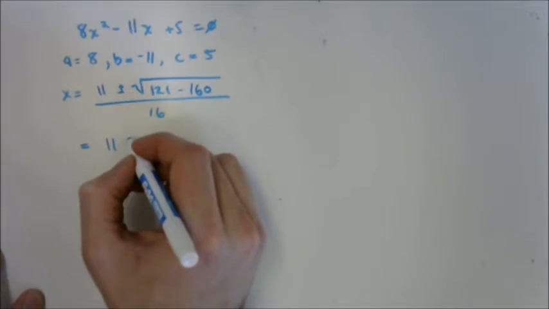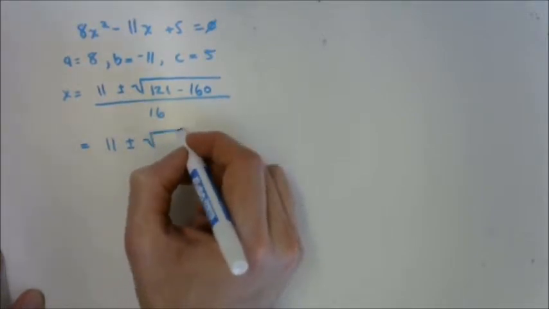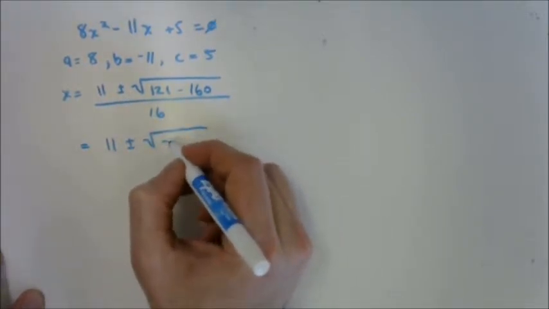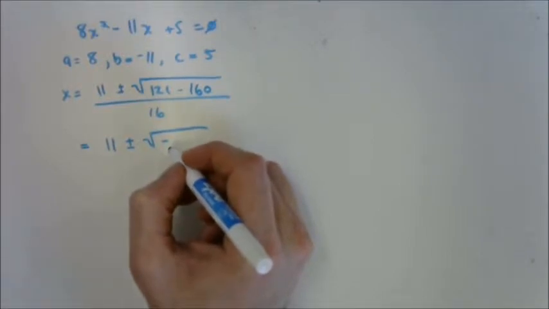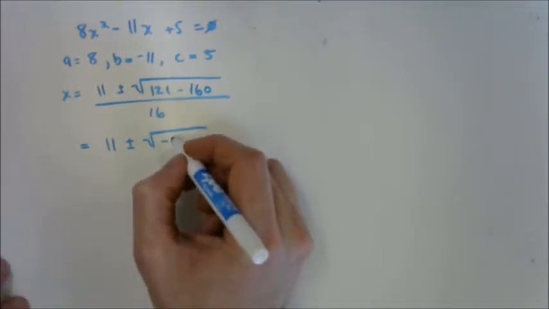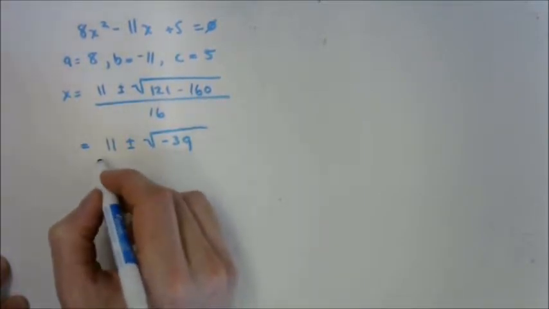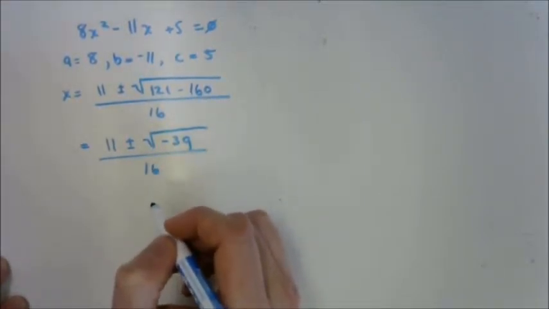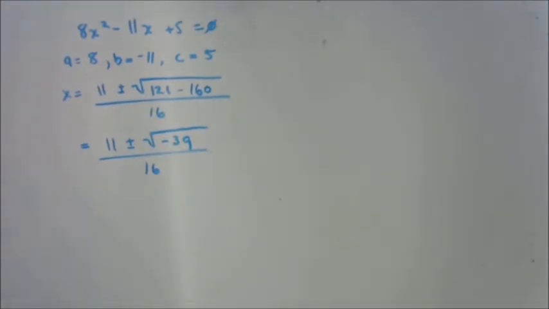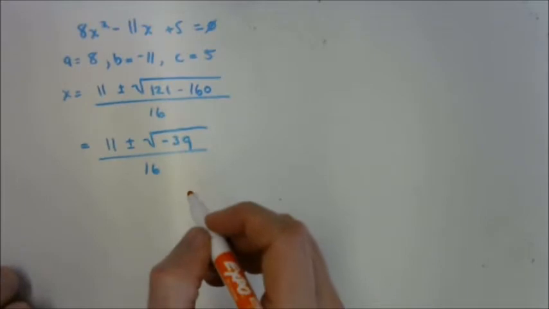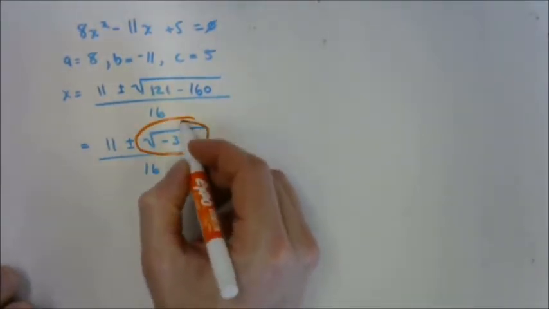So now we've got 11 plus or minus the square root of 121 minus 160. I'm going to go with negative 39, all over 16. What do we notice about the number under the radical? It's negative.